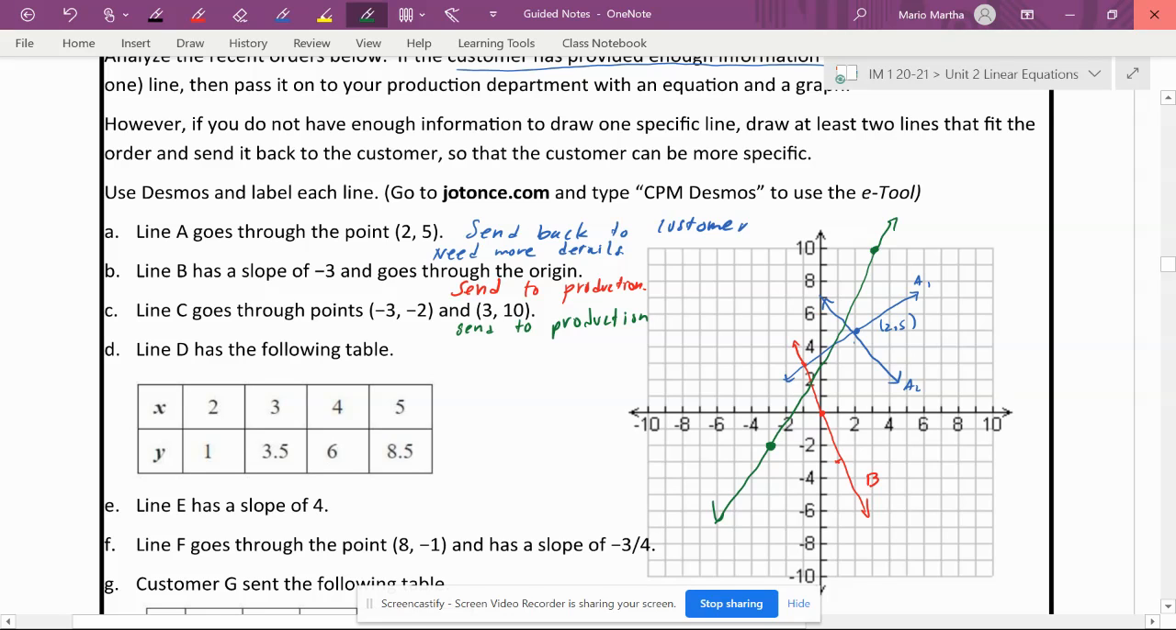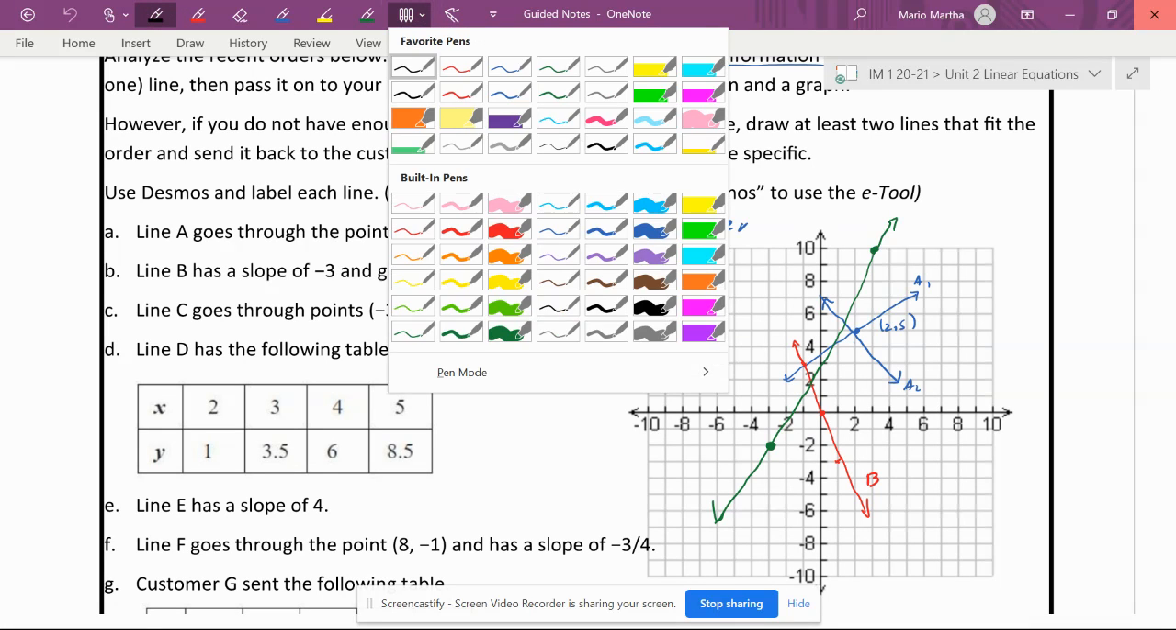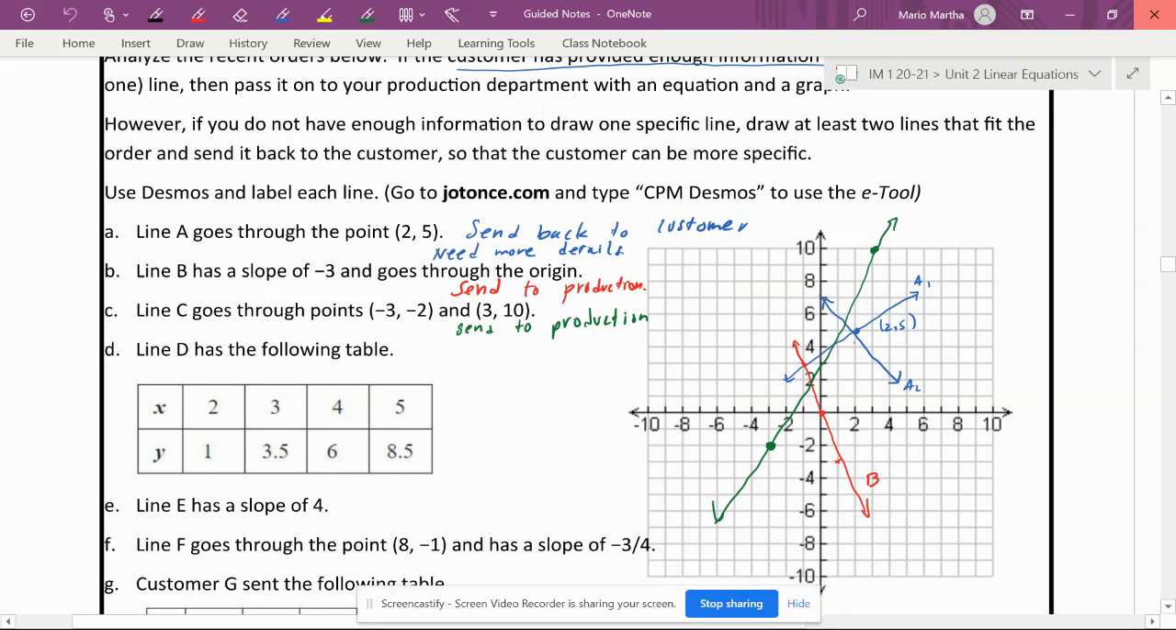Okay. And then line D has the following table. So let's plot line D. Let me use a different color again. Let's go light blue. So 2, 1 is our first point right there. 3, 3.5 would be about right here. 4, 6 right there, and then 5 and 8.5. So about right there.